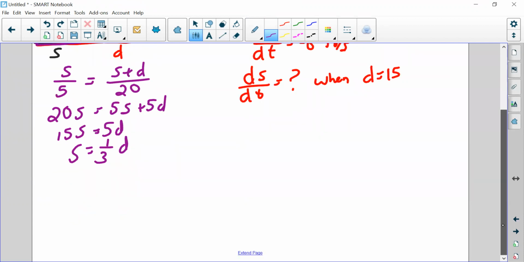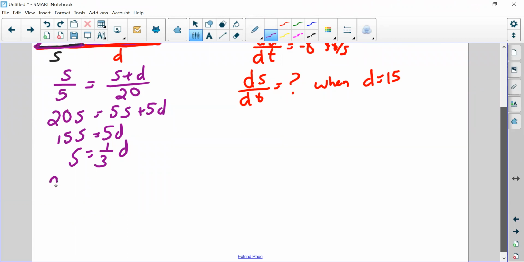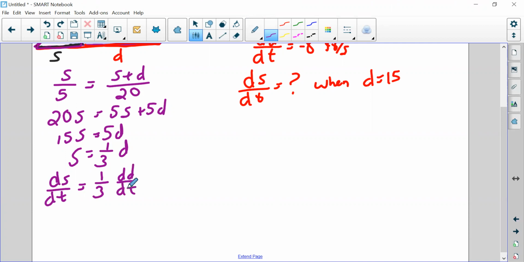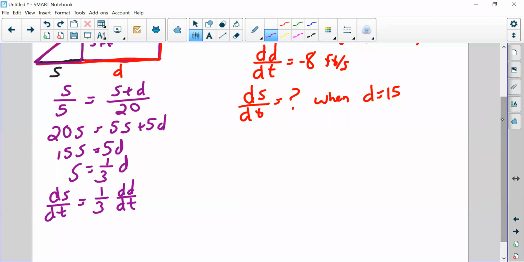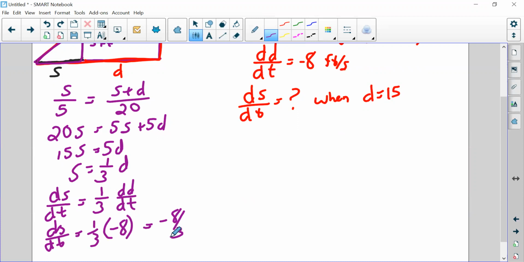So let's differentiate the left-hand side. What's the derivative of the left-hand side? ds over dt equals, what's the derivative of the right-hand side? 1/3 dd over dt. All right, let's plug in what information we know. Well, we know that dd over dt is -8. So that's -8/3.